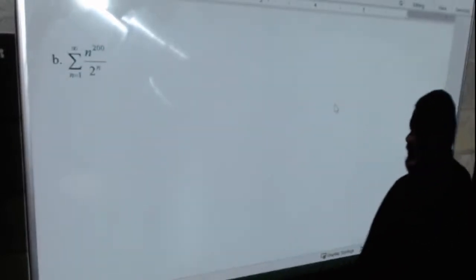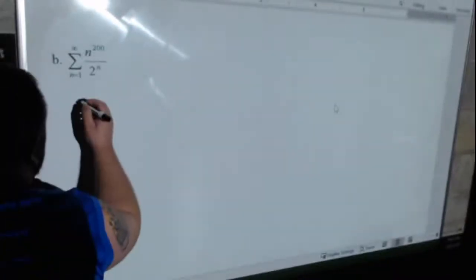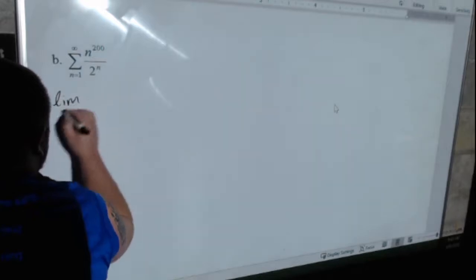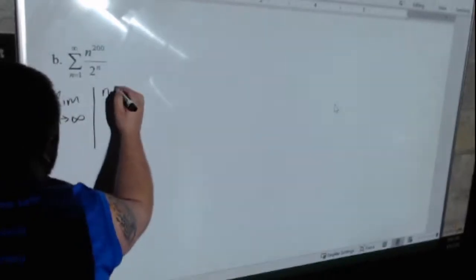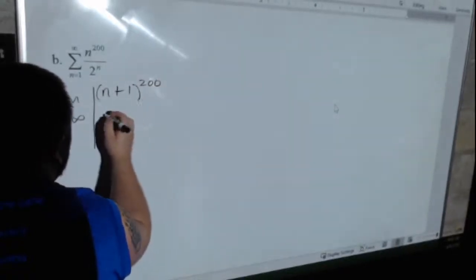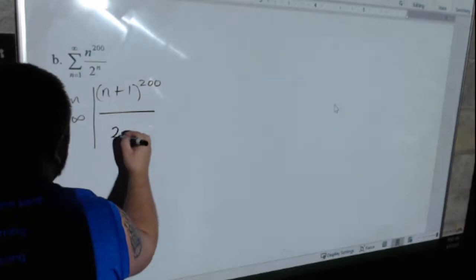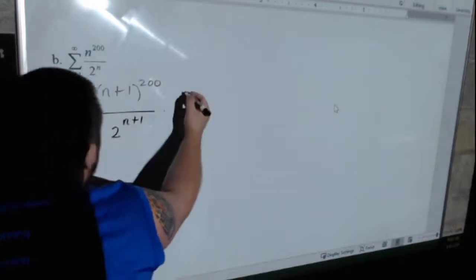Okay. So let's do this one. Same thing. Take the limit as n approaches infinity, absolute value. Everywhere I see an n, make it n plus 1. Then multiply by the reciprocal.